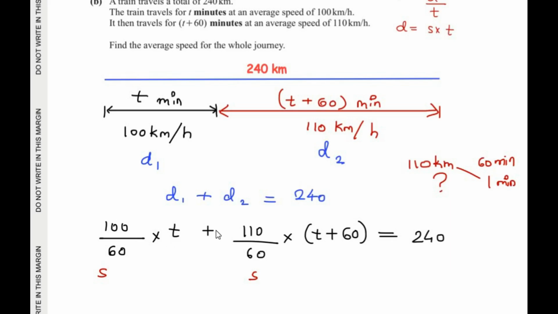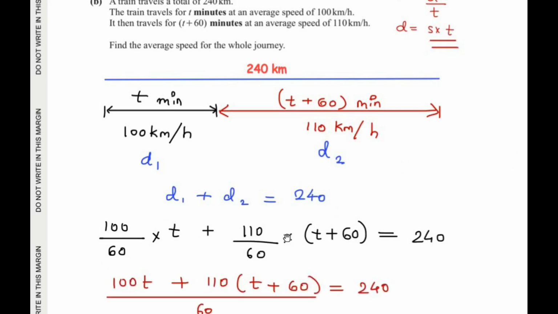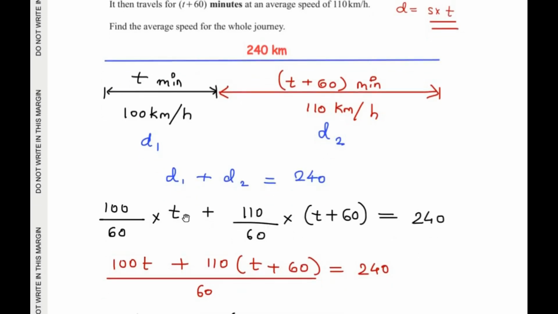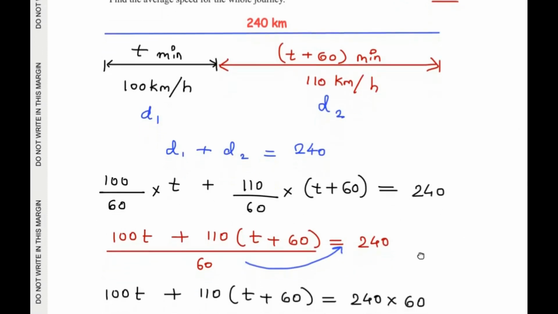So speed times time plus speed times time, that is we have converted the distance to speed and time using this formula, and similarly distance 2 is also converted to this formula, speed times time, equal to the total distance of 240. Now once we have written this, let us simplify this equation. That is, these two terms on the left hand side have a common denominator as 60. So we have written the numerator as 100t plus 110 times this bracket, divided by a common denominator 60, is equal to 240. Now we are going to take the 60 on the other side of the equal to sign. So 240 gets multiplied with 60.